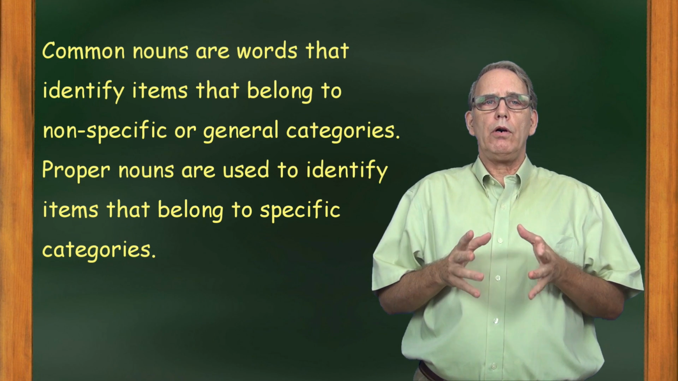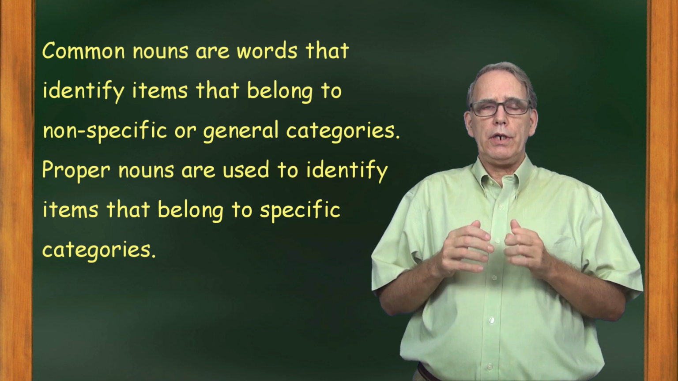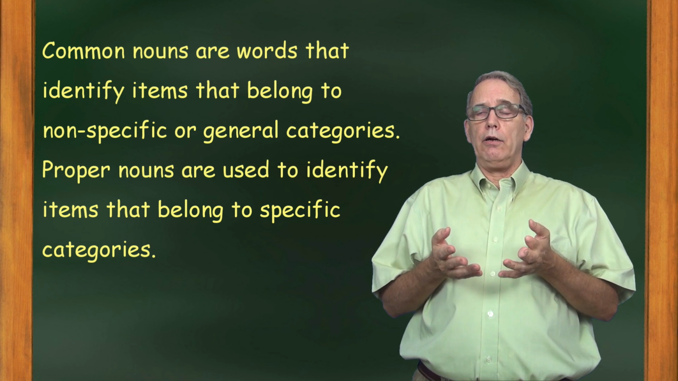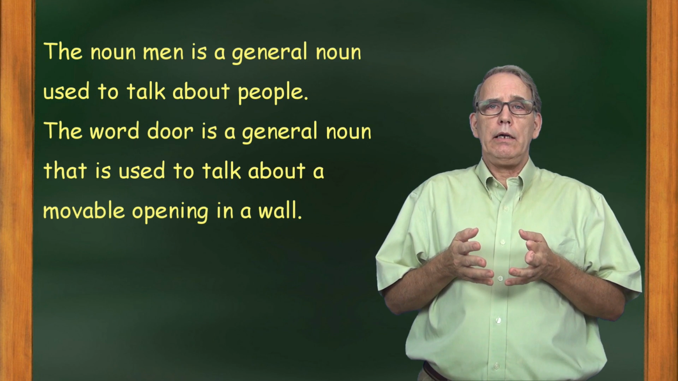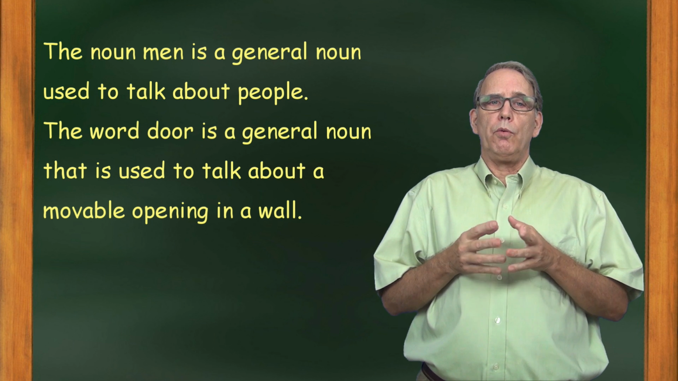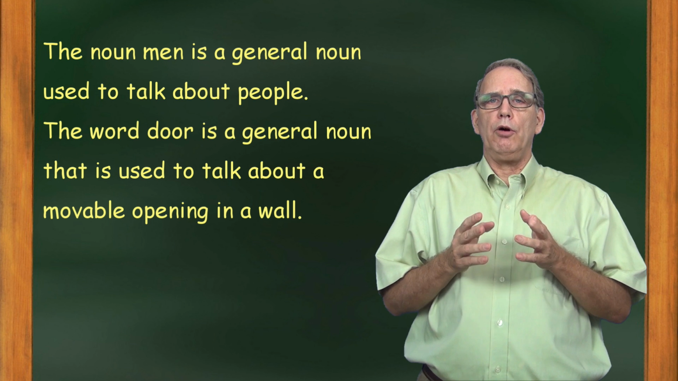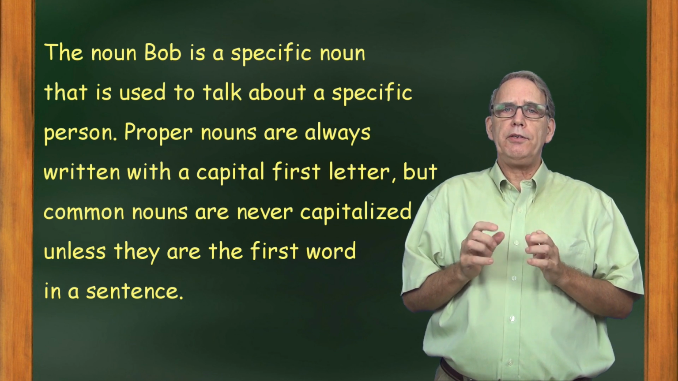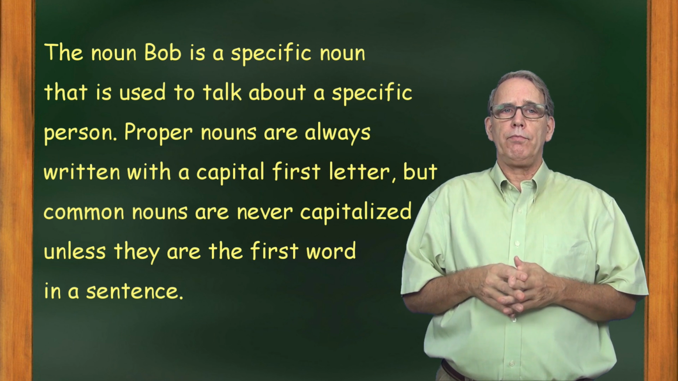Common nouns are words that identify items that belong to non-specific or general categories. Proper nouns are used to identify items that belong to specific categories. The noun men is a general noun used to talk about people. The word door is a general noun that is used to talk about a movable opening in a wall. The noun Bob is a specific noun that is used to talk about a specific person.